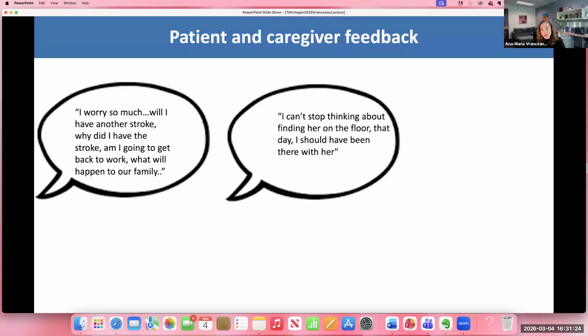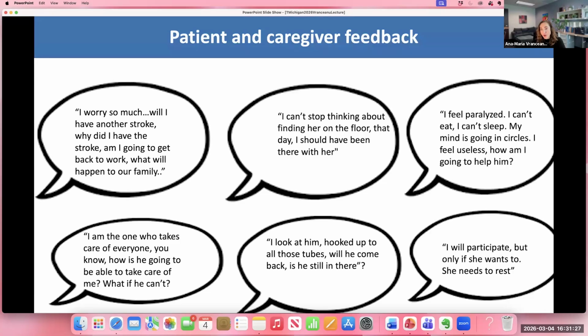I have some quotes here. I'm not going to go over them in detail, but you see here just the worry: I feel paralyzed. I can't sleep. That was a caregiver. I'm the one who takes care of everyone. Who's going to be able to take care of him? What if he can't? And then just the trauma: I look at him hooked up to all those tubes. Will he come back? Is he still there? So, a lot of trauma and intense anxiety from our dyads.